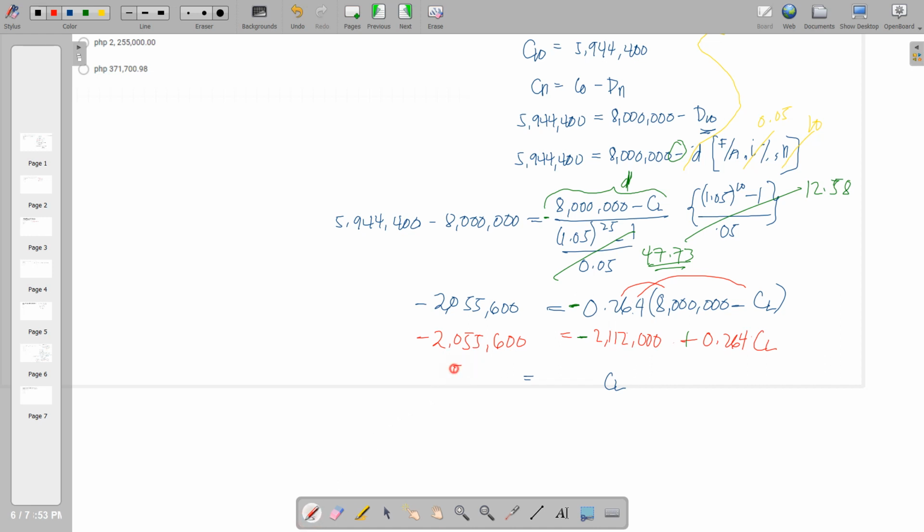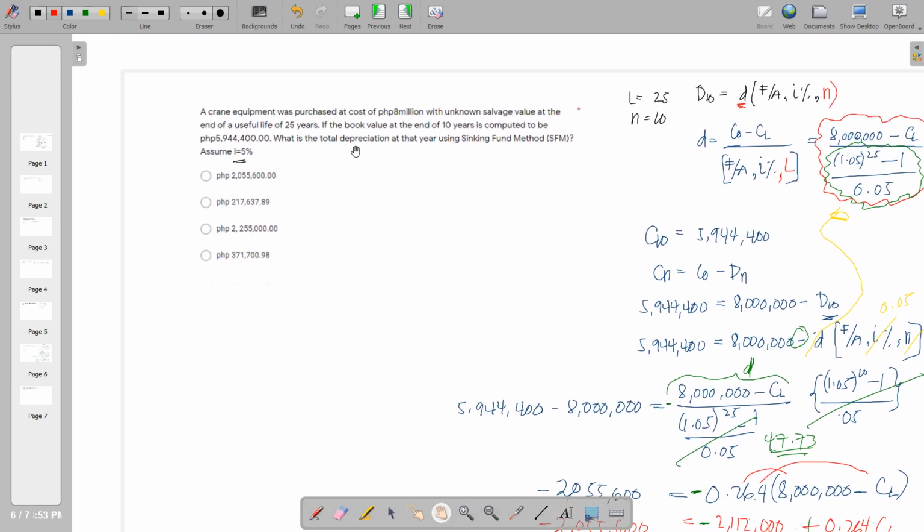So we have 56,400. Okay. At ito 0.264. So 56,400 divided by 0.264 is, we have 213,636.36. So this is the salvage value, but the unknown here, class, is total depreciation at that year. So total depreciation daw ng D10. Okay? So meron na tayong equation dyan, ito.